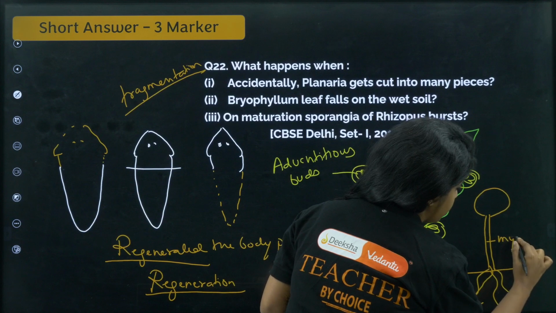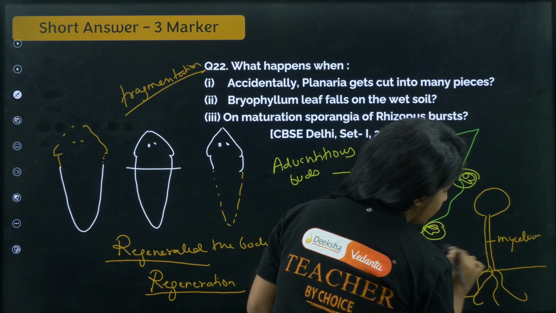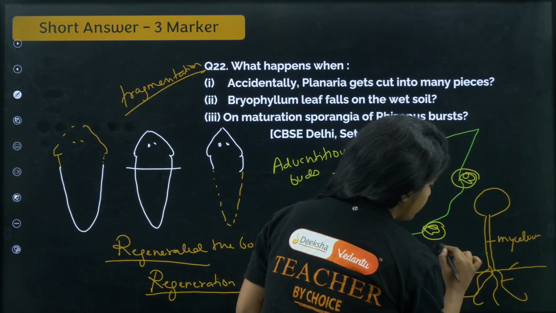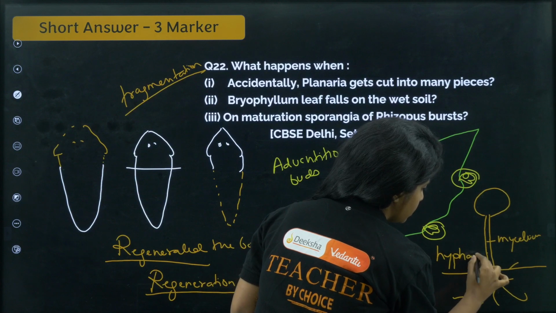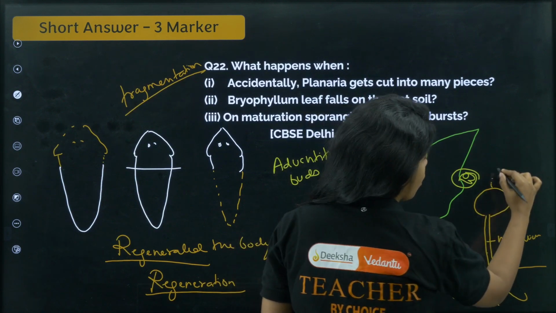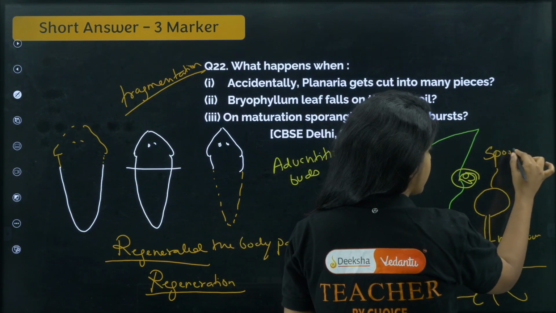This is known as mycelium. Mycelium is made up of hyphae. This is made up of hyphae. This is also made up of hyphae. Hyphae means it is like this. And here, this blob-shaped structure, you call this the sporangium.